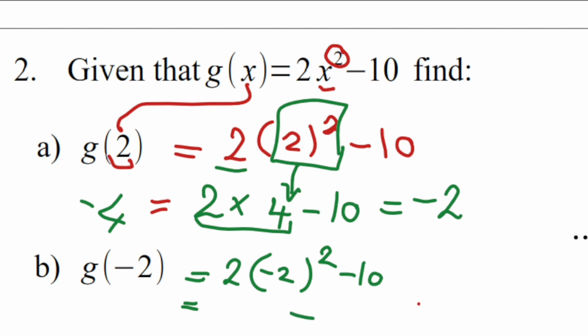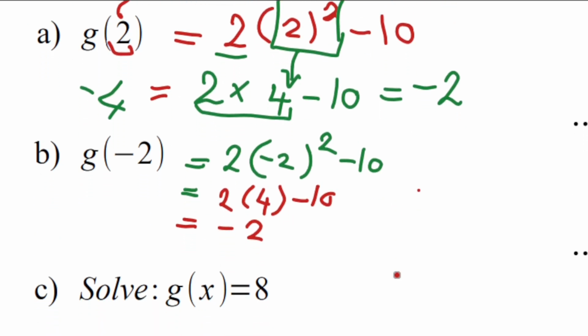Negative 2 squared is negative 2 times negative 2. Negative times negative is a positive. So it should just be 4, positive 4. So it's 2 times 4 minus 10. So it's 8 minus 10, which is negative 2 again.